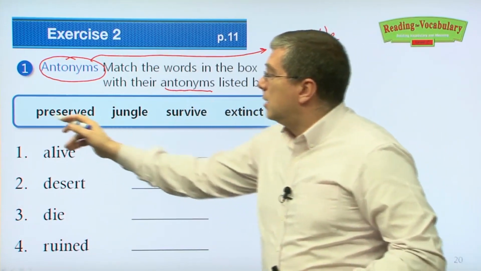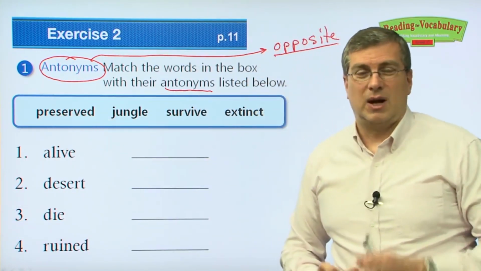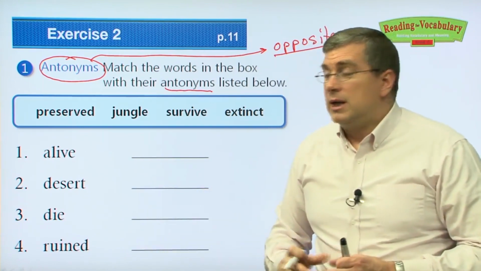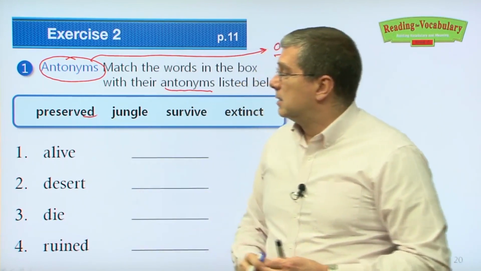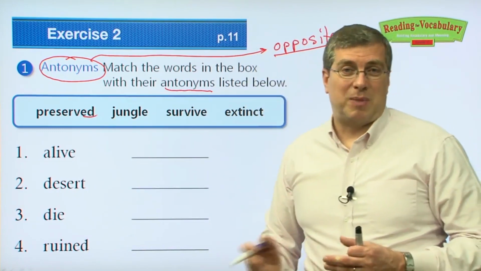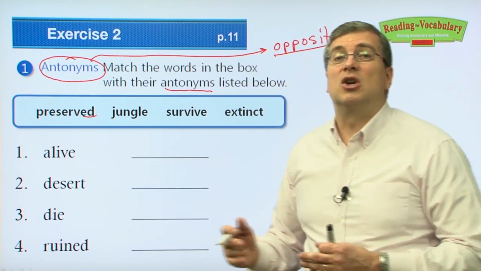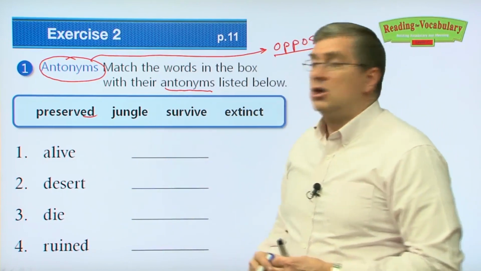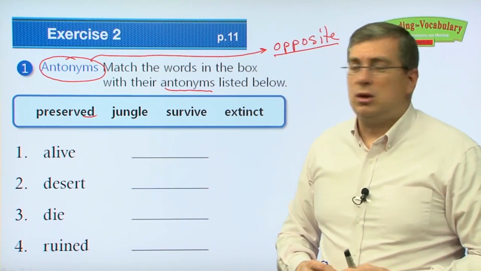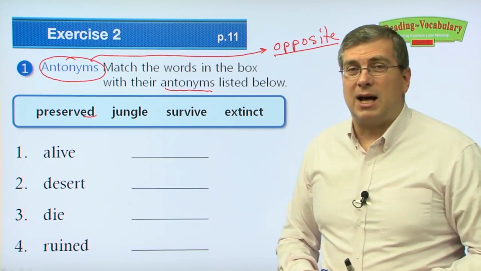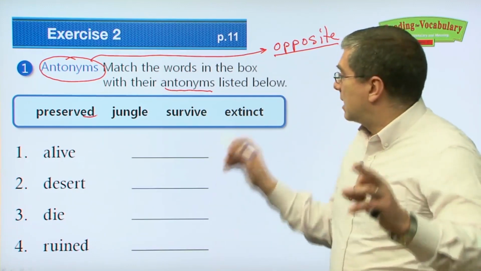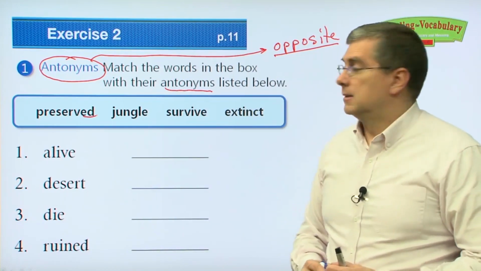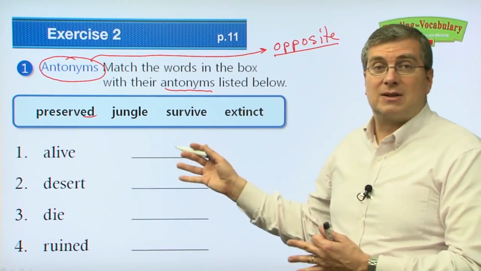The words are preserved, right? We learned the word preserve. We learned that it was a verb. So now it's used with an ed, so it's past tense, like preserved. They have been preserved. Next one, jungle. Next one, survive. And last one, extinct. Okay, what are the opposites of these words?